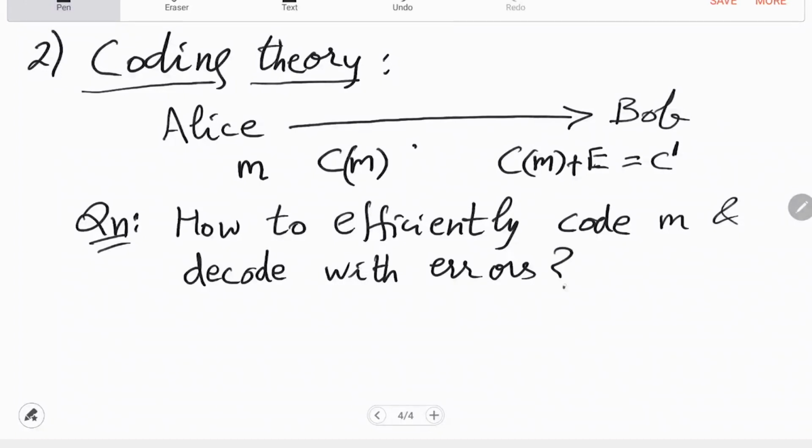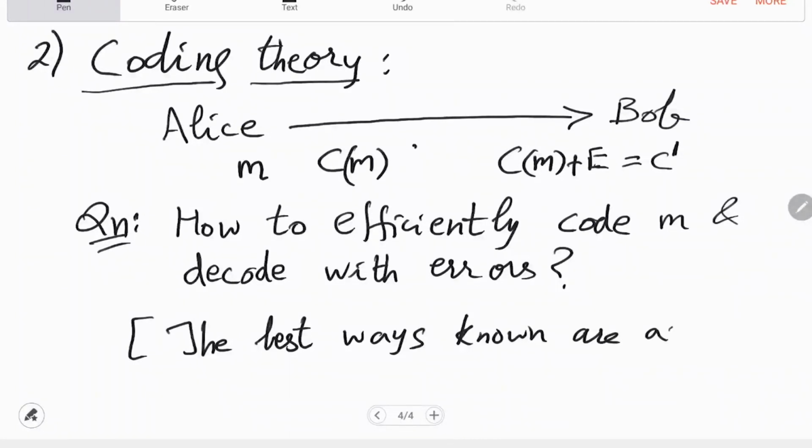The best ways are algebraic. So this is a major application of algebraic methods, and we will come to this once we have done some basic computational algebra. Any questions?